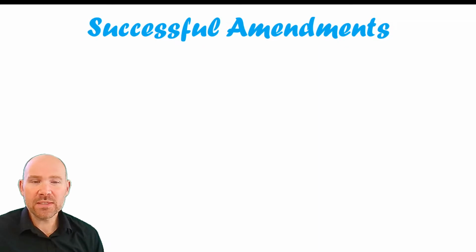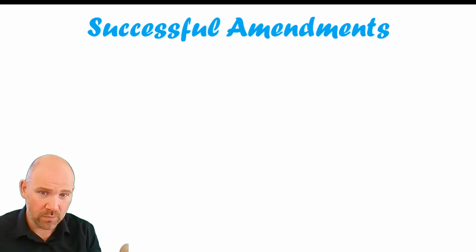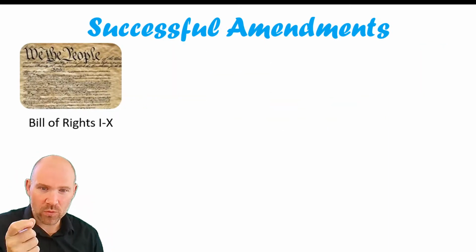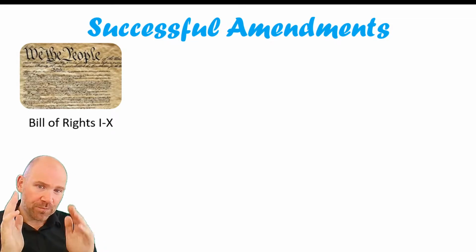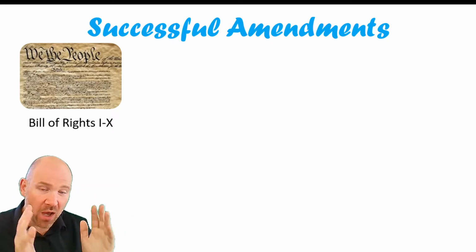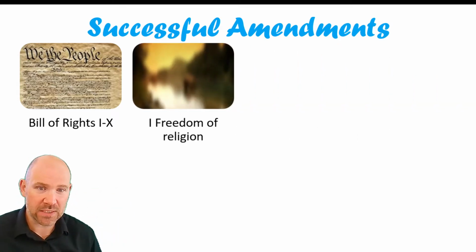So what are some of the successful amendments? Well, I've already told you that there's 27 of them, but I'm not going to go through all of them, but I am going to give you some edited highlights. Just things that you can mention in an exam or refer to or discuss. First of all, amendments 1 to 10, 1, 2, 3, 4, 5, 6, 7, 8, 9, 10 are collectively known as the Bill of Rights. I'm just going to tell you a couple of them in a bit more detail.